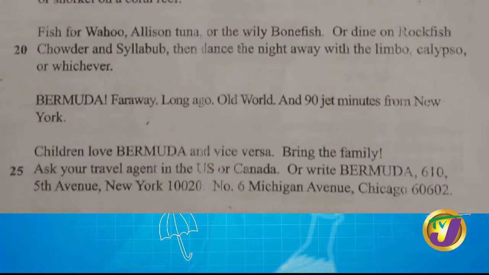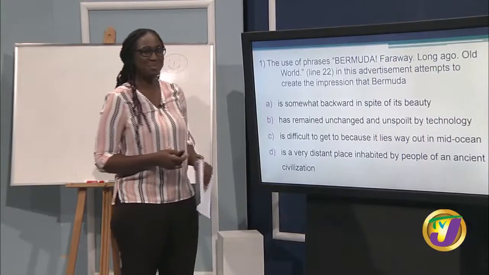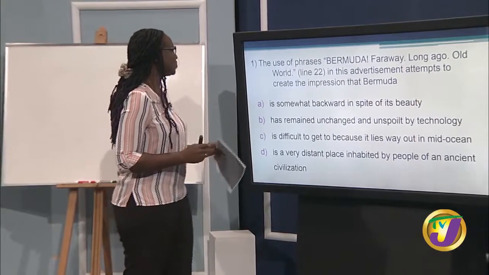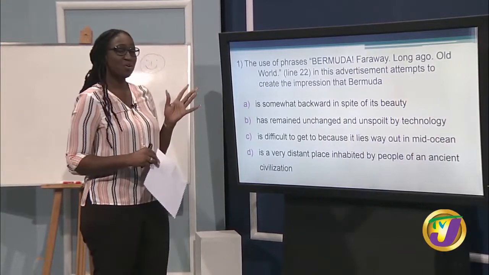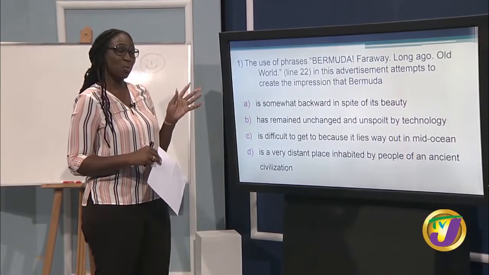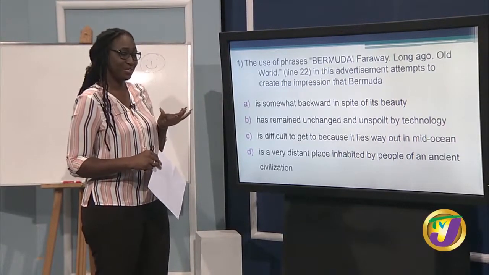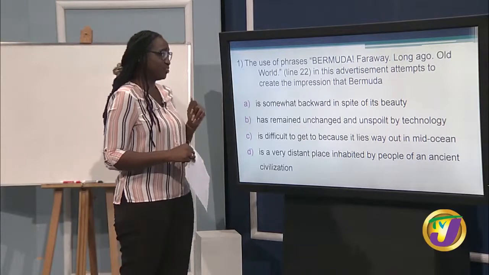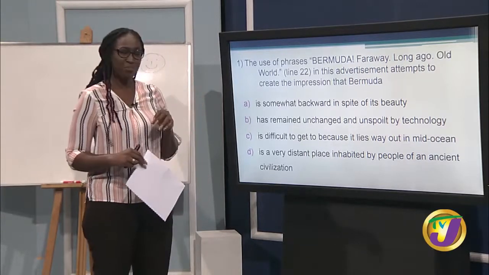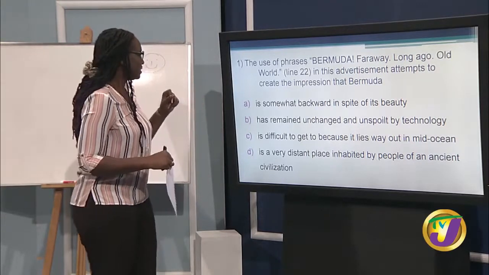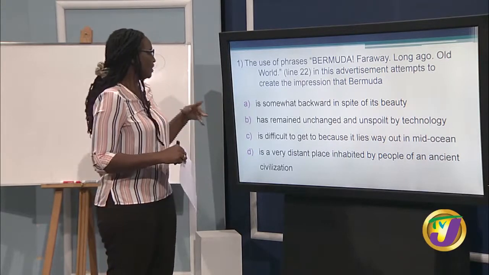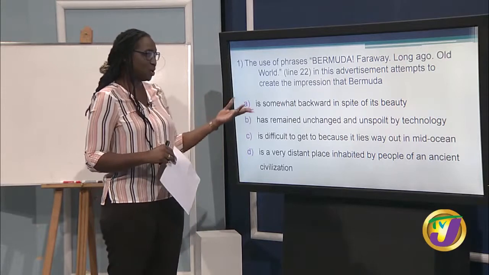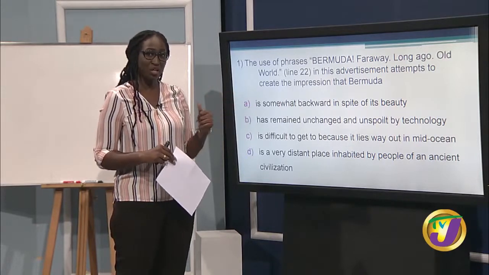So where were they encouraging you to go again? Jamaica? No, to Bermuda. All right, so let's look at our first question. The use of the phrases Bermuda, far away, long ago, old world, in line 22, in this advertisement attempts to create the impression that Bermuda is what? Is it somewhat backward in spite of its beauty? The impression that it has remained unchanged and unspoilt by technology?